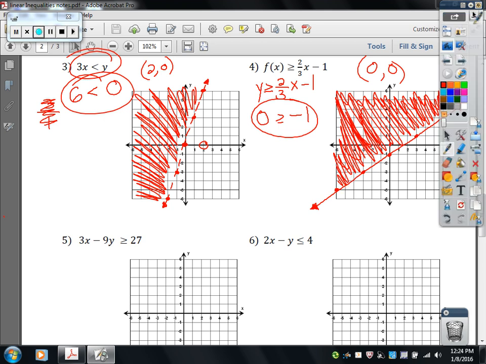Guys, does anybody have any questions? I know we're rolling through these pretty quickly. We're going to get a lot of time to practice at the end. Yes, sir. I'm still a little confused on the dashed and solid lines. If it has the "or equal to" underneath, then it's going to be solid every time. If it doesn't, then it will be dashed every time. Make sense? Yeah.